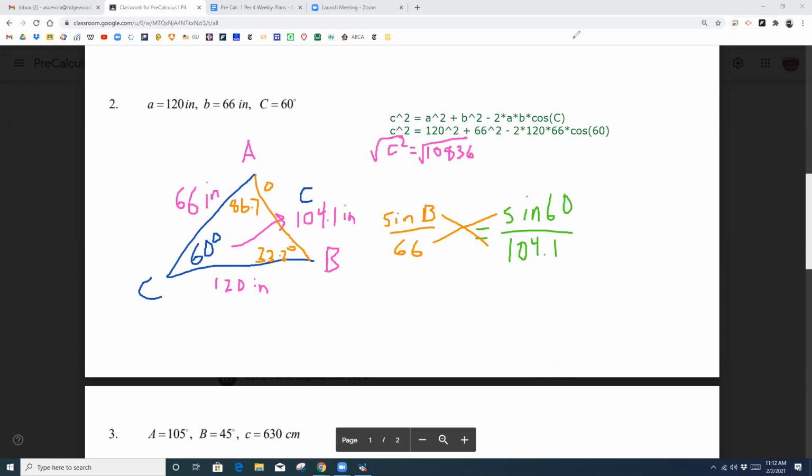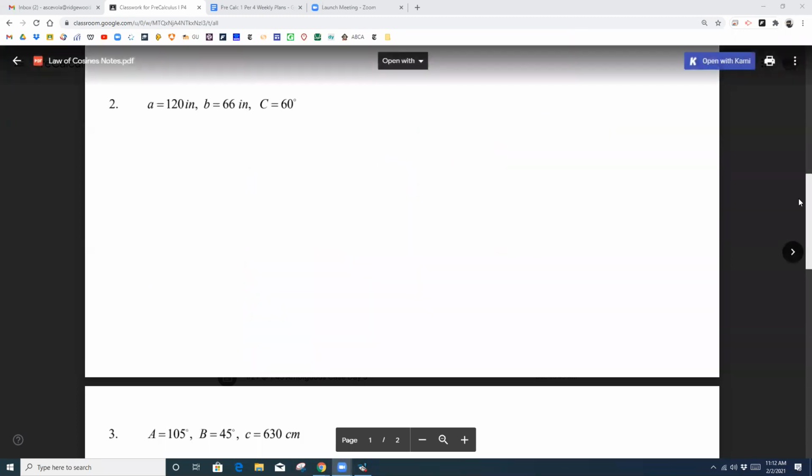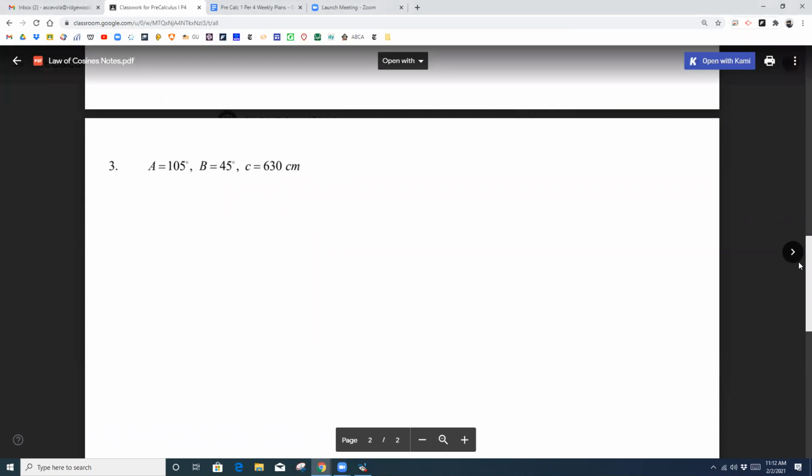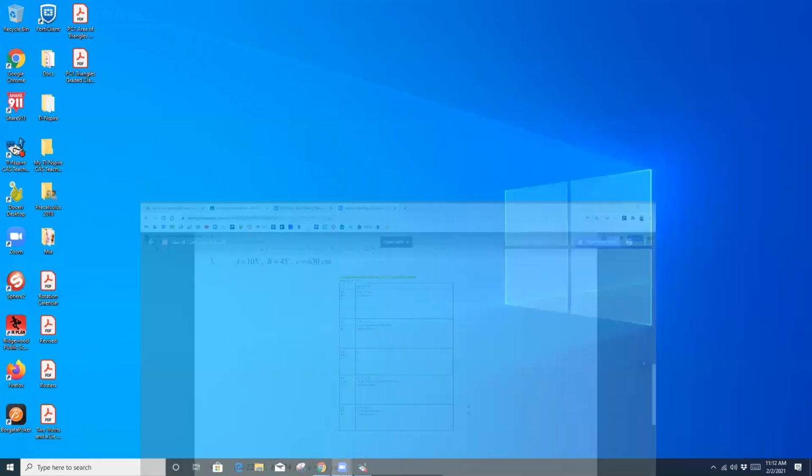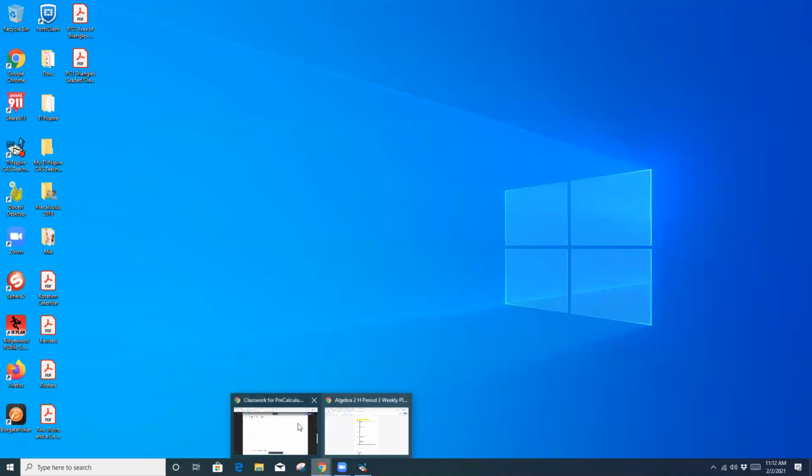But let's finish the last two, and maybe we'll skip this next one, because this is one where it's angle, side, angle. So we could just do the law of sines. So I'll just set it up for you, and then I'll let you guys solve this on your own, or you could just not solve it, it's fine.